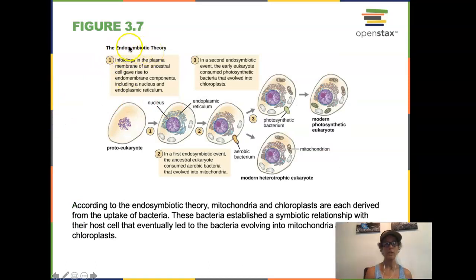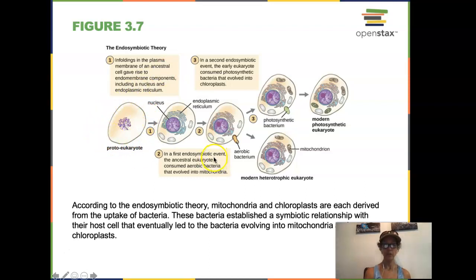The endosymbiotic theory: endo means inside, and symbios means living together, because bio is life and sym is together. So it's the theory that there were things living inside of each other. In particular, this is talking about how eukaryotic cells evolved, that there was some sort of large proto-eukaryote.